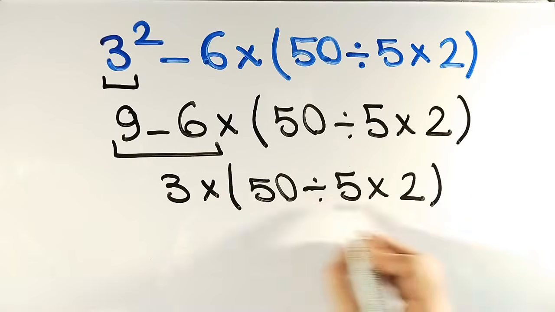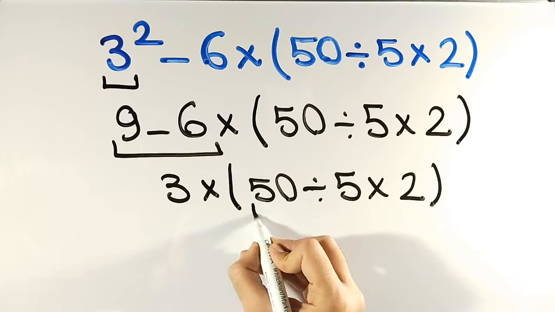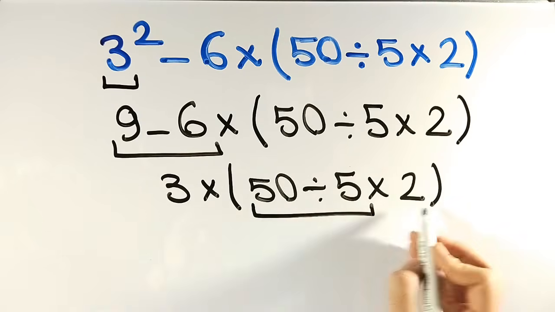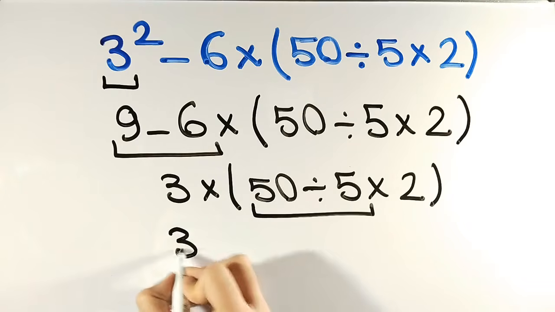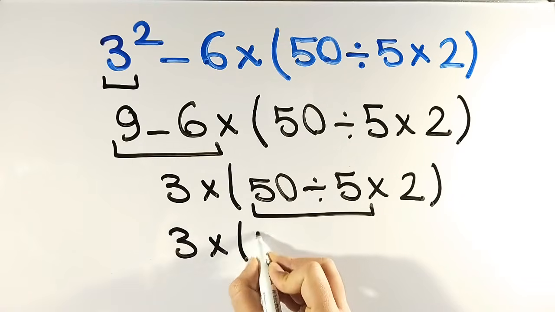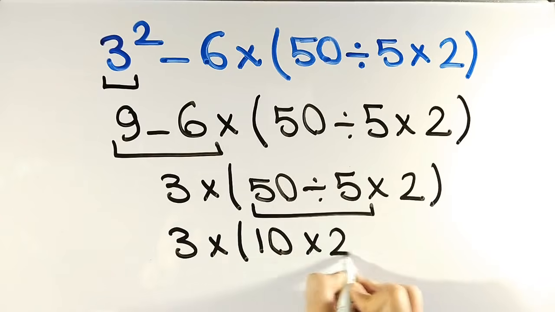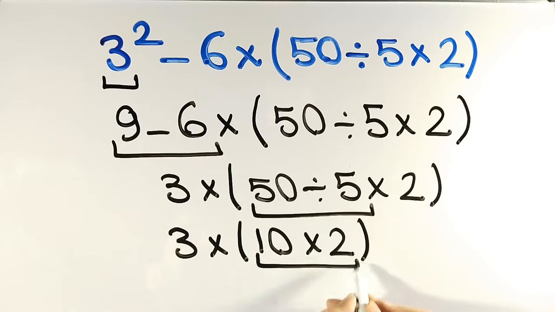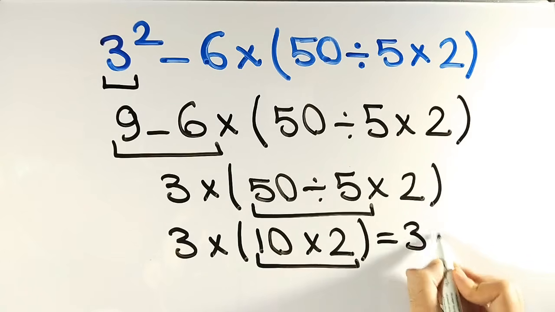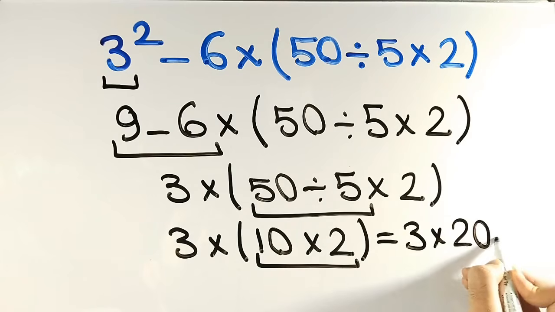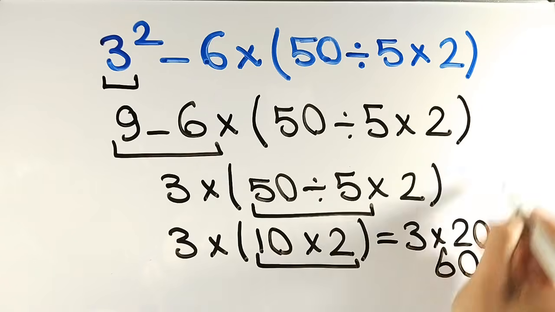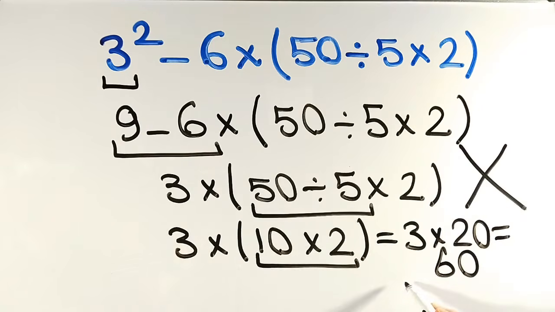Then they go to the expression inside the parentheses and solve the division between 50 and 5. So instead of this expression, they write 3 multiplied by open parentheses 10 times 2 close parentheses. Next, they go for the multiplication between 10 and 2 and write this expression as 3 multiplied by 20, which finally gives them the answer 60. However, this answer is absolutely wrong.